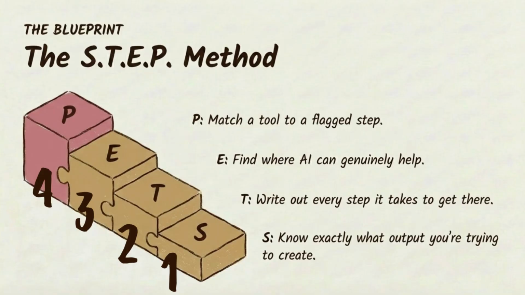The STEP method stands for S, set the end goal. Know exactly what output you're trying to create. T, trace the process. Write out every step it takes to get there. E, examine each step. Find where AI can genuinely help without replacing your expertise. And P, pick one tool per step. Match a tool to each flagged step using what you already own first. And the reason this works is simple. You're not chasing tools anymore. You're solving a specific problem of your business in a specific part of your process. And that's when AI actually saves you time and makes you money.